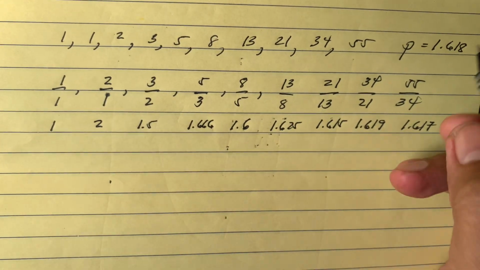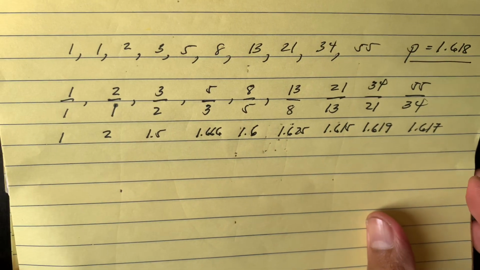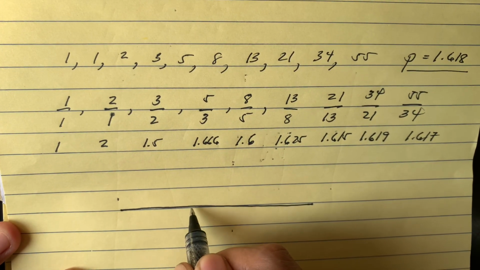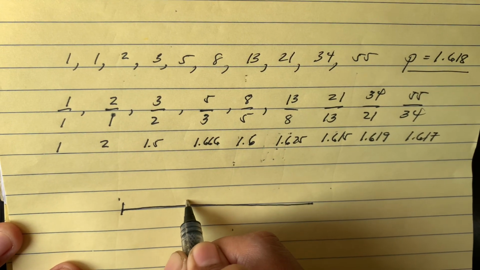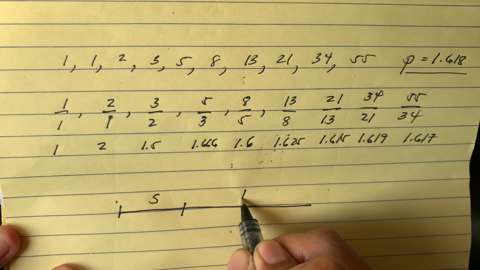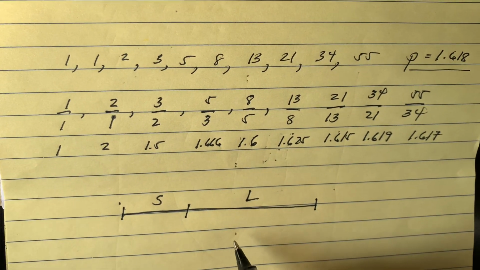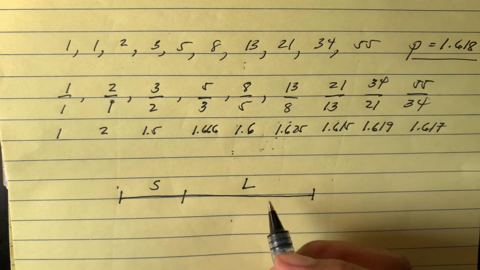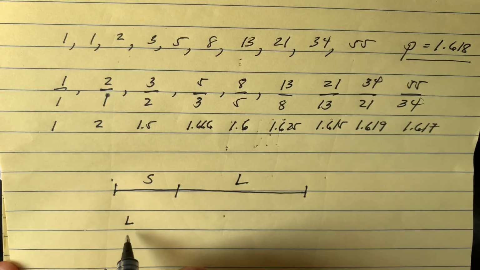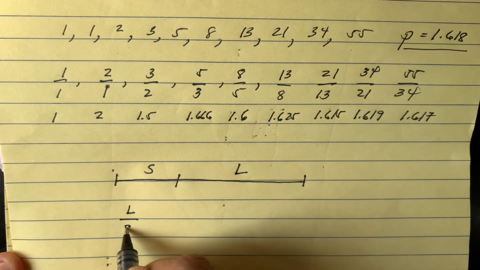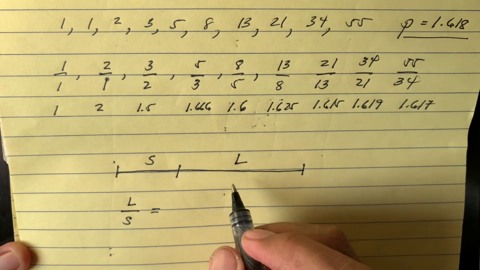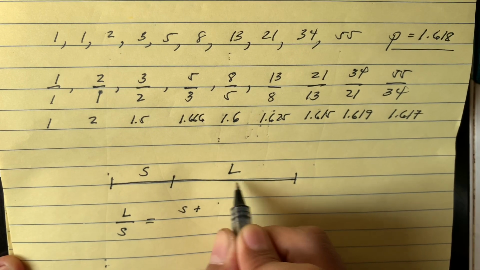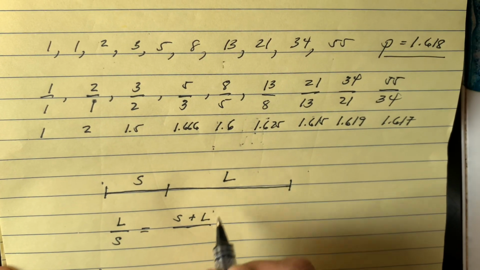Now, let us try to represent this value by showing a line segment. For example, we have this particular segment. Let's say this is our shorter line segment denoted by S, and our longer line segment is denoted by L. By using the golden ratio, the ratio of the longer side to the shorter side is equal to the ratio of the sum of the shorter side and the longer segment over the length of the longer segment.